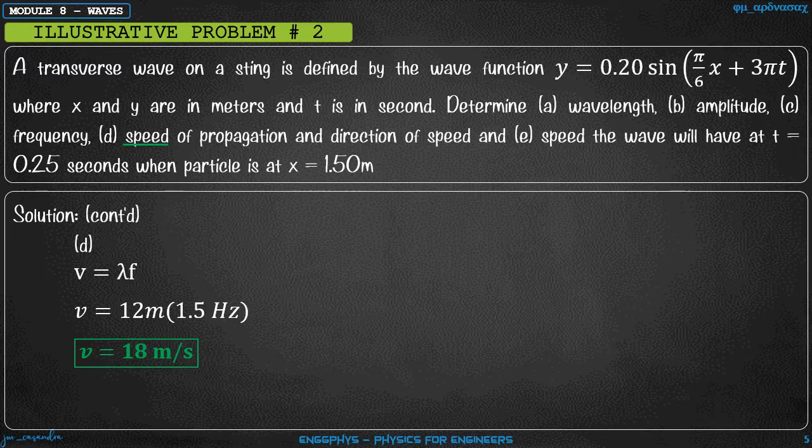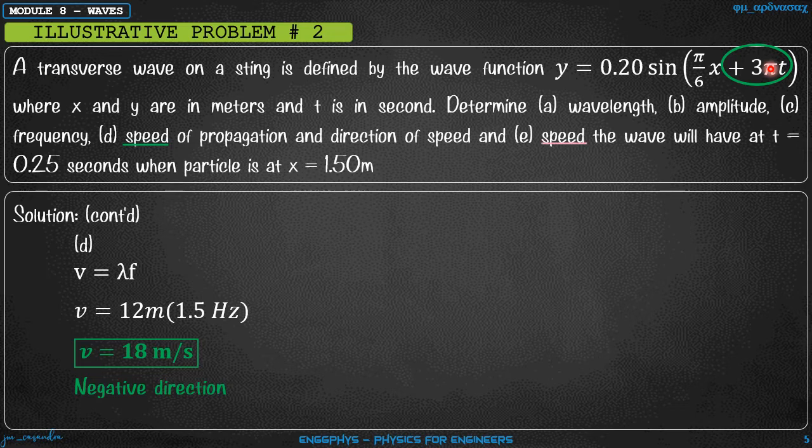So what is now our direction? The direction will be taken from our equation. From the equation, we can see that we have a positive 3 pi t, which is a representation of the positive omega t. Since it is positive omega t, the positive sign there indicates that the direction of the speed is moving in the negative side. So for letter D, the speed of propagation is 18 meters per second and its direction is in the negative direction.